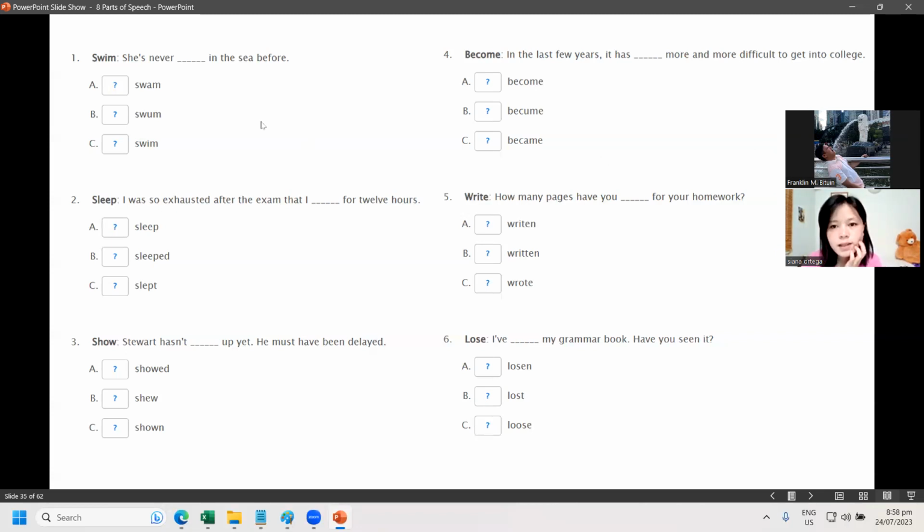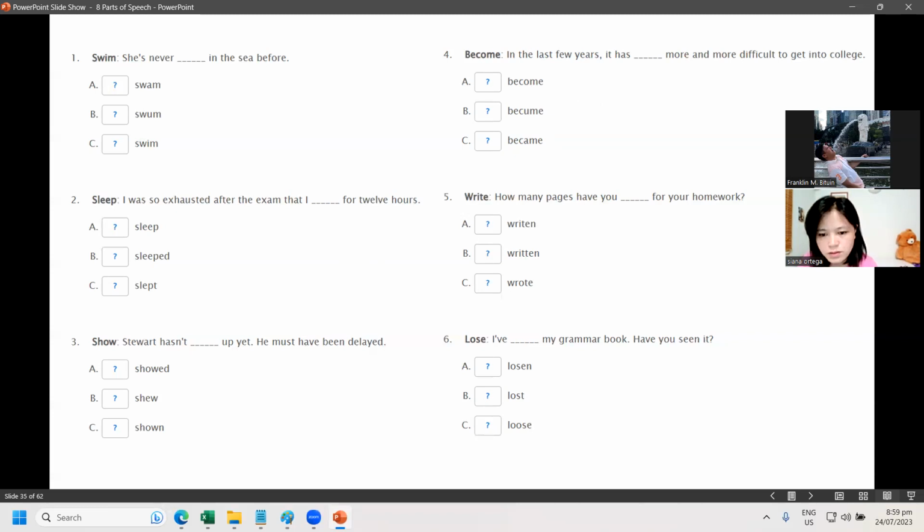In the last few years, it has became more and more difficult to get into college. Letter C, that's wrong. It has become more and more difficult to get into college. So the past tense there is became. But become is the past participle. Okay, next, number 5. How many pages have you written for your homework? Very good. You're getting used to it. Good job. Next, number 6.